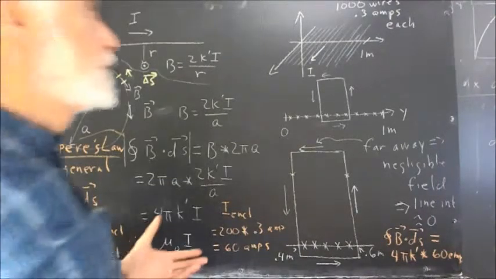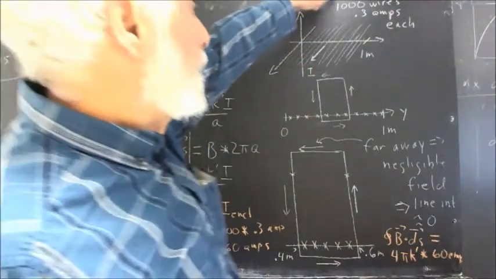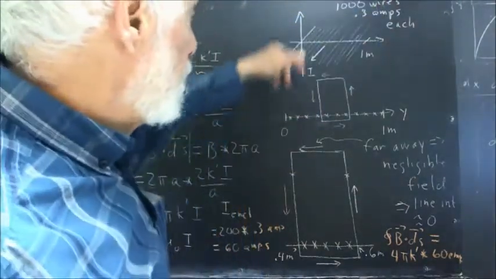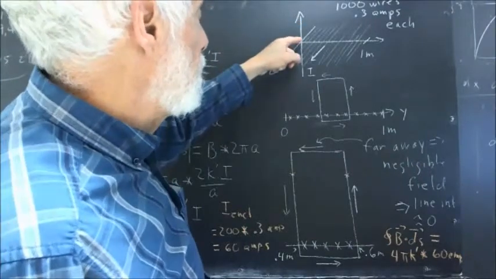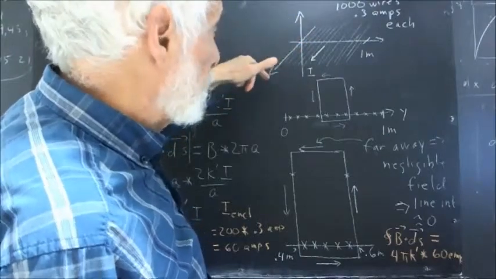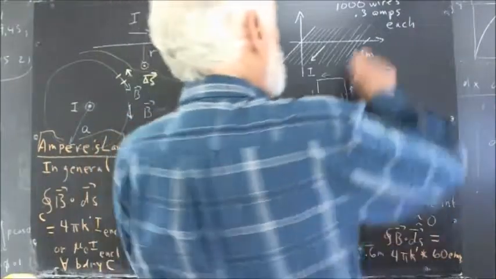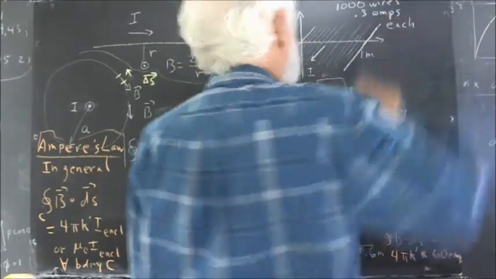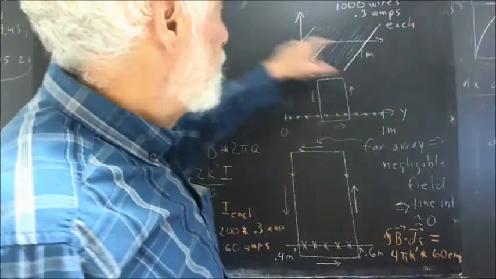The next situation we wanted to look at on today's document is a situation where you have 1,000 wires with 0.3 amps of current running in each, and those wires are running and equally spaced between the x-axis and the y equals 1 meter plane. Okay, so they're equally spaced over a distance of 1 meter.